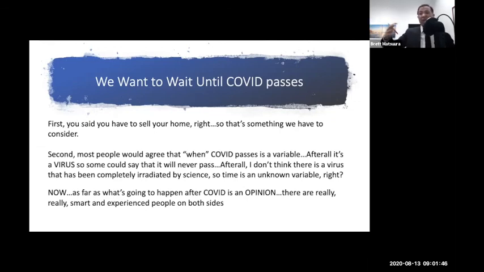I think the fair assessment to say is it's not happening this year, right? A vaccine, right? Would you agree with that? Yes. Short term. Okay. Now, as far as what's going to happen after COVID is all an opinion. I have an opinion, other people have an opinion. And there are really, really smart people on both sides of this subject that are smarter than me and more experienced than me on the shape of the economy. Would you agree with that as well?